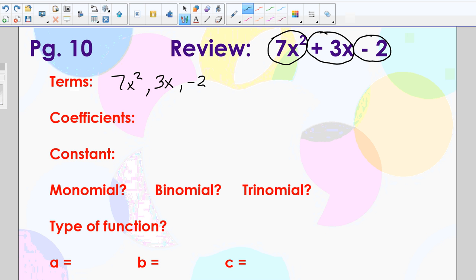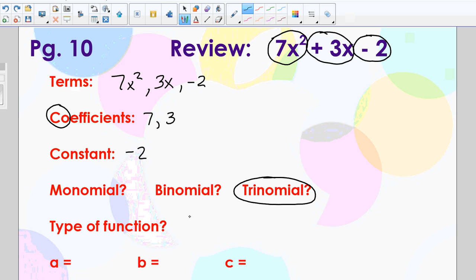Your coefficients, remember, are the number in front of your variable. So x squareds, I have 7 of them, so that's my coefficient. X's, I have 3 of them, so that's my coefficient. This number has no variable, so that's what my constant is. It will always be the same no matter what x is. This function has 3 terms, so it is a trinomial.